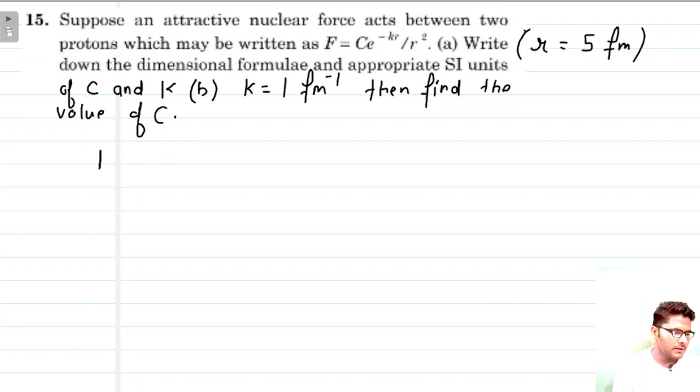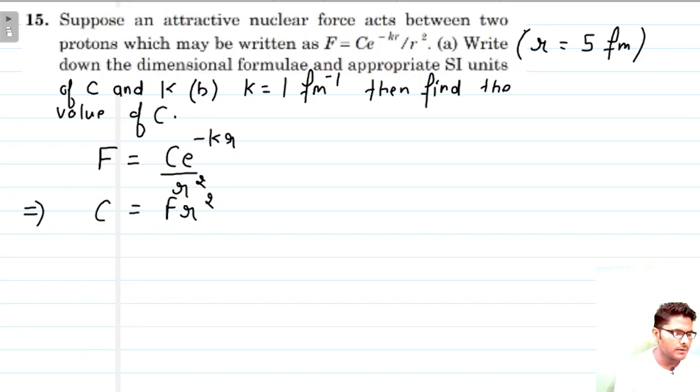As you can see, the nuclear force F is given in the form of C e to the power minus k r upon r square. So e to the power anything is always a numerical value and does not have any dimension. So the dimension of C will be F into r square. The dimension of force is M L T minus 2, into L square. This will be M L3 T minus 2.